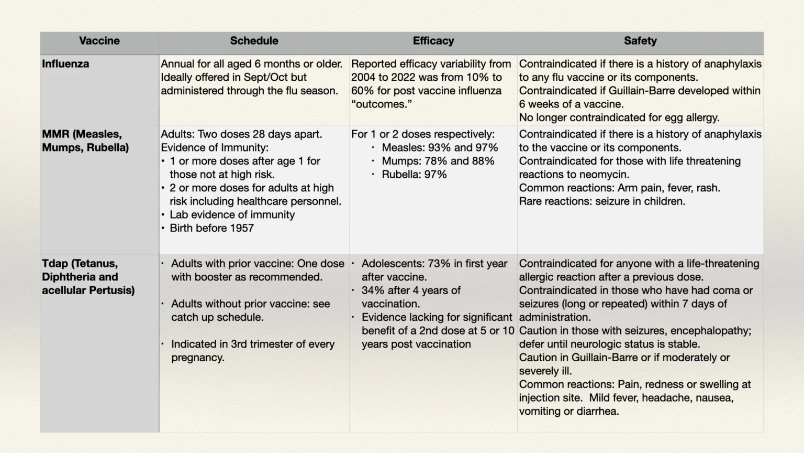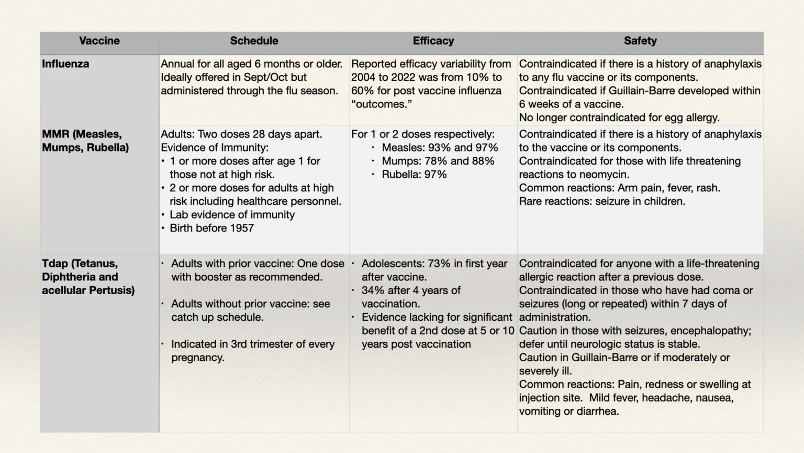Now to measles, mumps, rubella. Adults are given 2 doses 28 days apart. Evidence for immunity is as follows: 1 or more doses after age 1 for those not at high risk, 2 or more doses for adults at high risk, including healthcare personnel, lab evidence of immunity, or lastly, birth before 1957. Regarding MMR efficacy, for 1 to 2 doses respectively, measles 93% and 97%, mumps 78 and 88%, and rubella 97%.